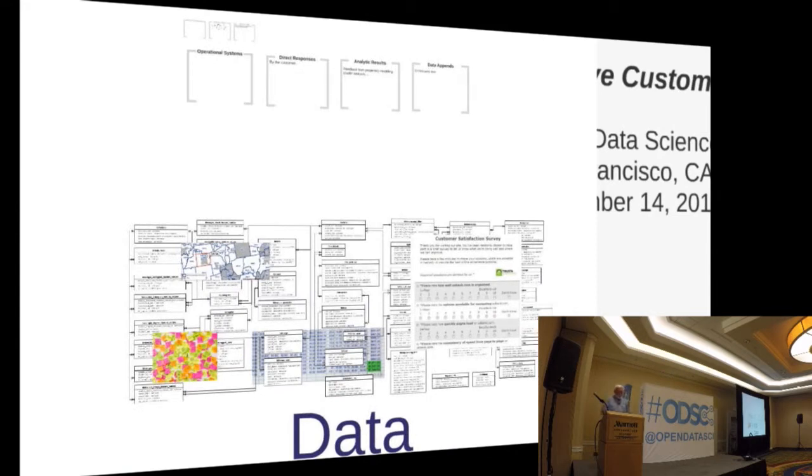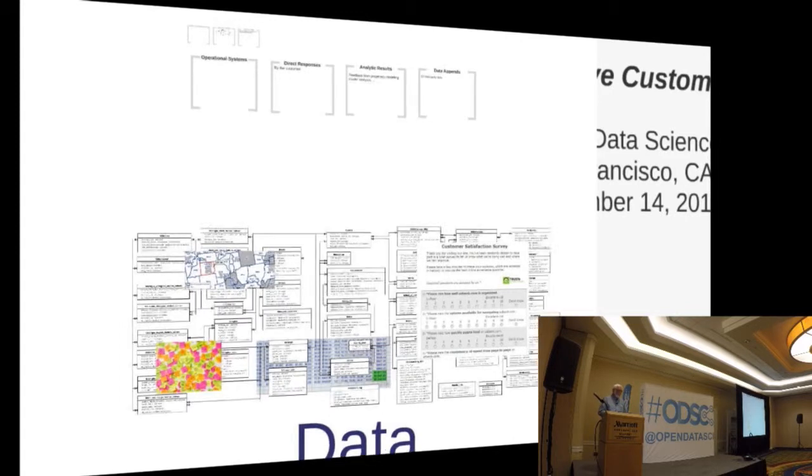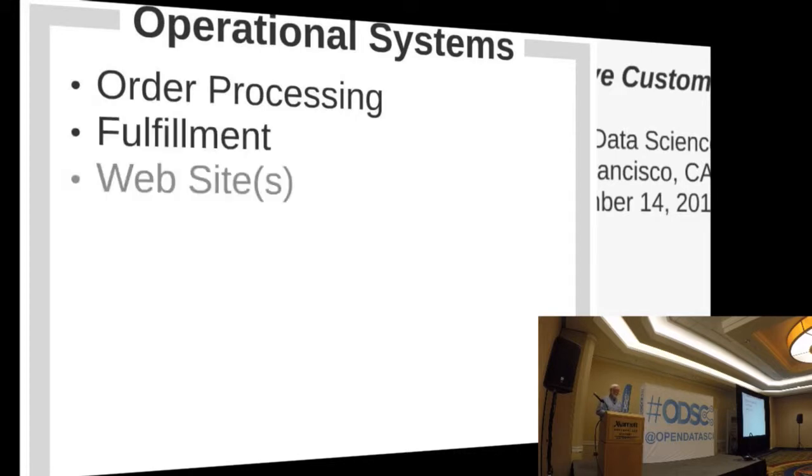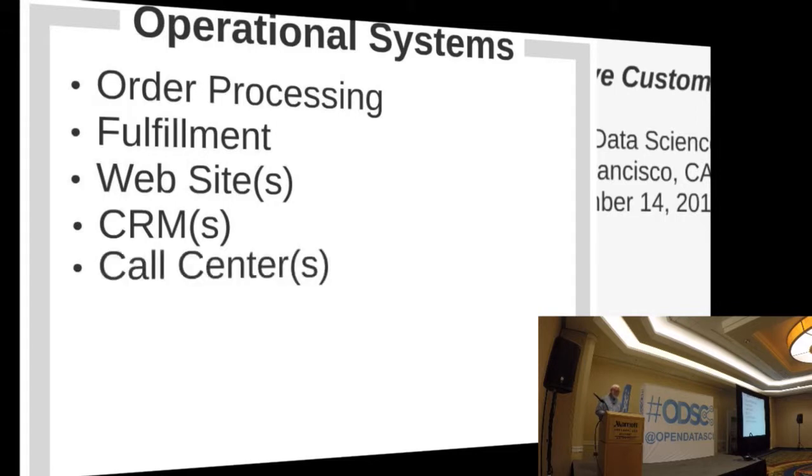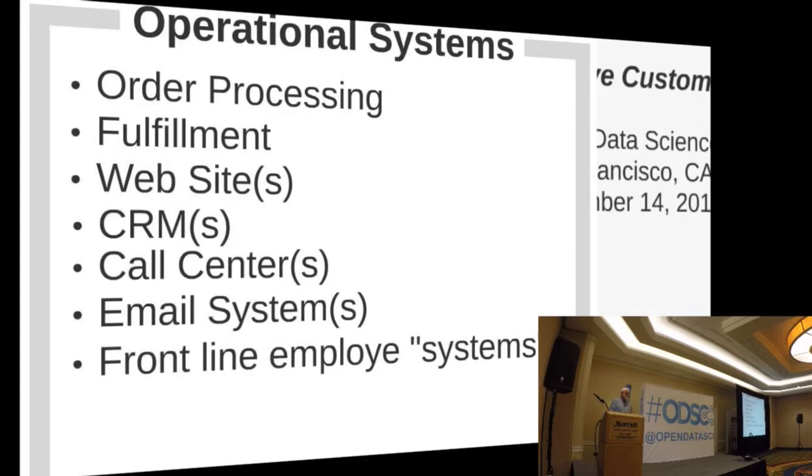All kinds of data from various sources, and I'll do a deep dive on this now. So a lot of our data comes from operational systems, order processing, fulfillment systems, website or sites, CRM systems, call centers, email systems. My favorite that runs many businesses, the frontline desktops of the employees who are talking to customers, dealing with customers, and have their Excel sheets or whatever that does a lot of the business, and then whatever else you can find.